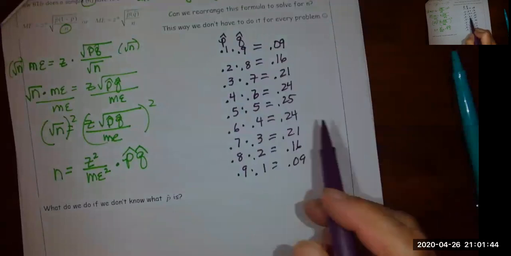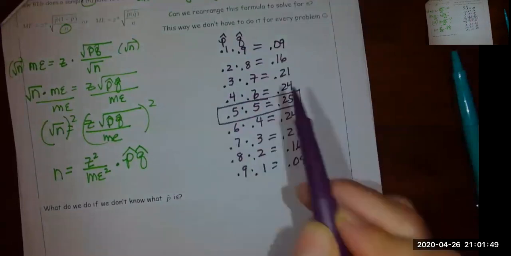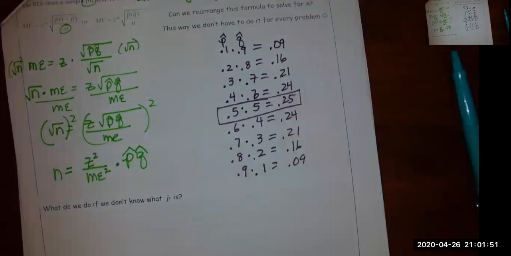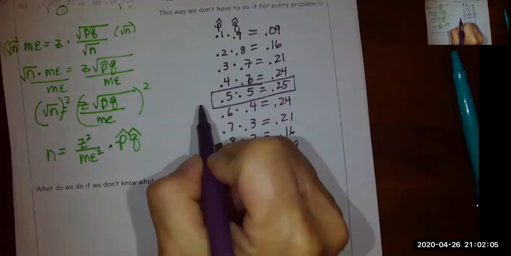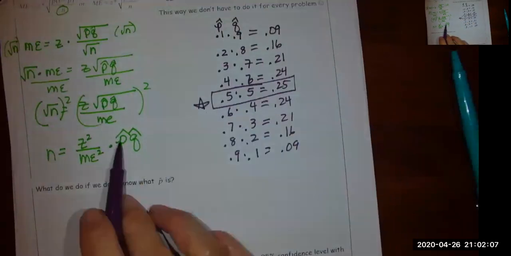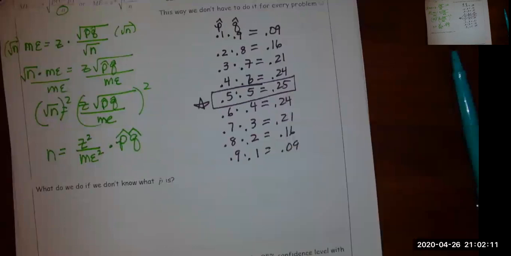Okay, right here is your biggest, right? The largest percent there. So if we don't know what P is, if somebody doesn't tell us P or P hat, then this is what we use for P times Q. We use 0.25 because it's the absolute biggest one, right?